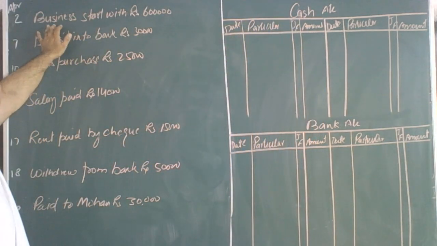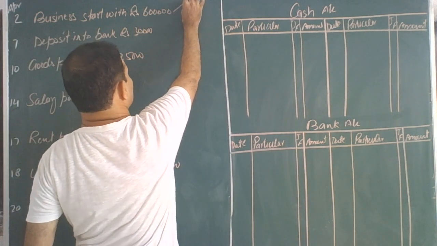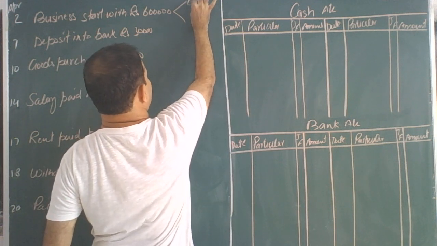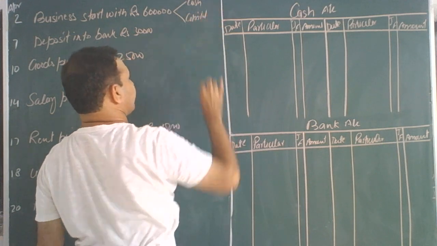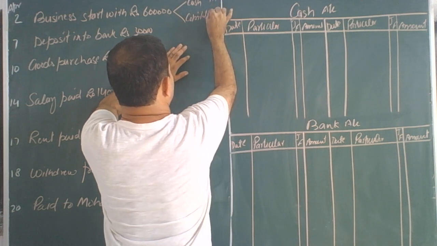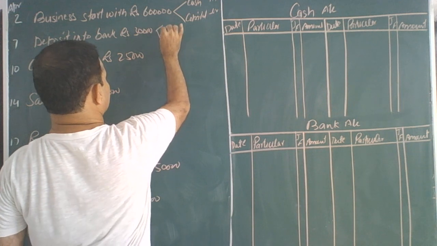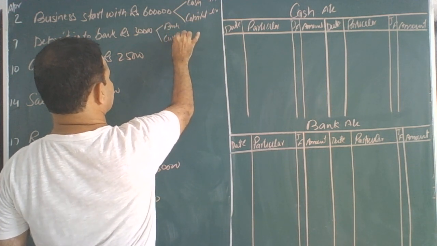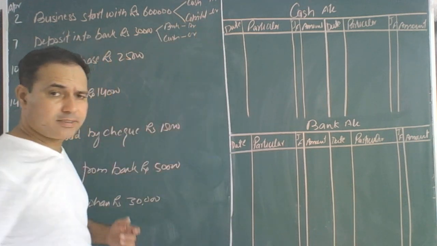Here is the first transaction, business starts with cash. So there are two accounts. First is cash and second one is capital. Everyone knows cash will be debit and capital will be credit. Next transaction, deposit into bank. So bank and cash. In this transaction, bank will be debit and cash will be credit.